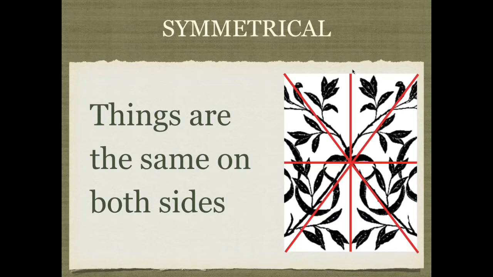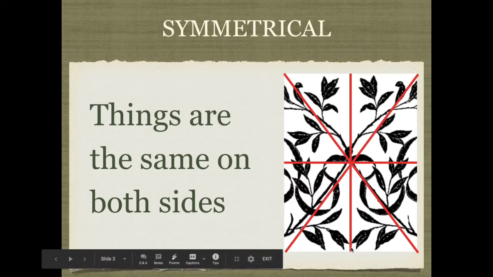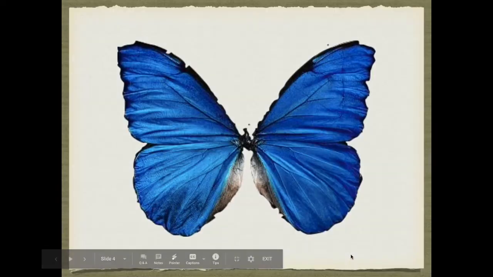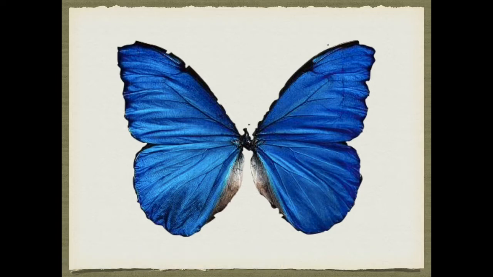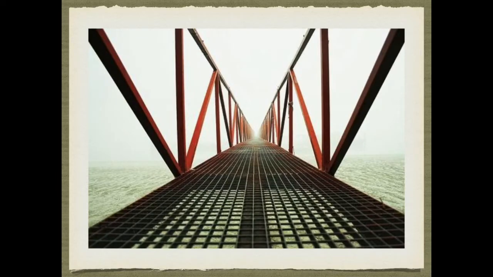We see that if we fold down the middle this way, we have symmetrical balance. This butterfly shows symmetrical balance. The butterfly's wings are the same on both sides. This bridge has a line of symmetry down the middle, the same on both sides.